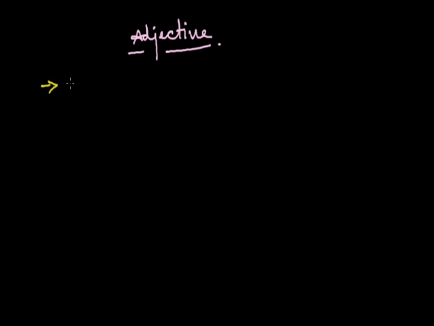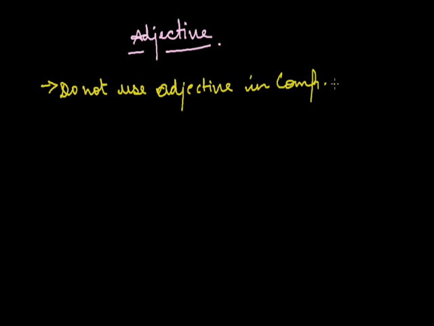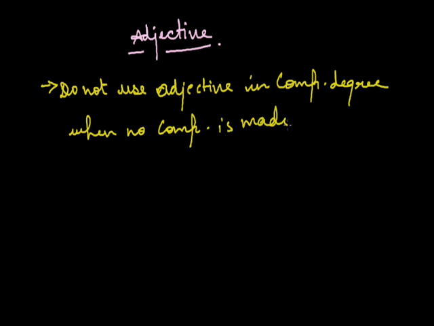The first point is that do not use an adjective in the comparative degree when no comparison is made or expressed. For an example, if I say Suzanne is more intelligent student in the class, or if I say Suzanne is a very intelligent student, that is incorrect. The correct sentence is that Suzanne is the most intelligent student in the class. So, do not use adjective in comparative degree when no comparison is made.